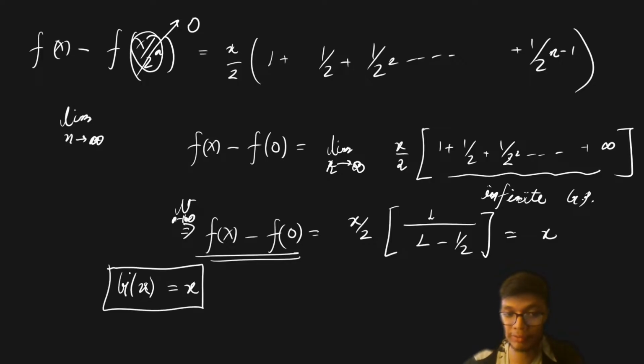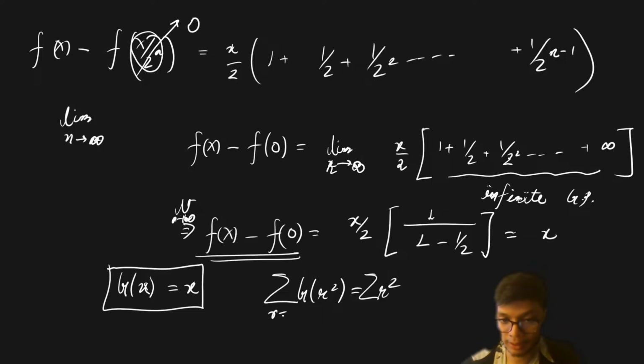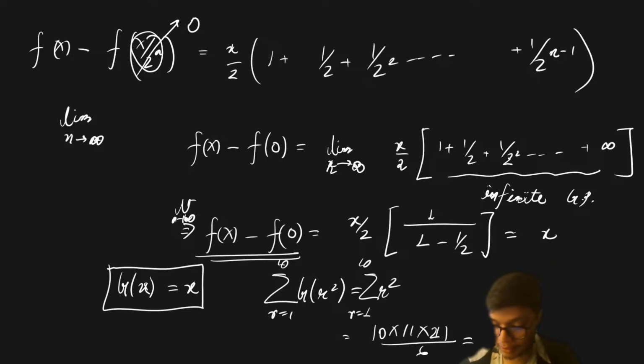So you have the result g of x equal to x, and if you put g of r square, it is simply equal to r square. If you take the summation of g of r square, it is the summation of r square only, where r goes from 1 to 10, right? If we do this summation, you get 10 into 11 into 21 upon 6, which is equal to 385. 385 is going to be the correct answer.